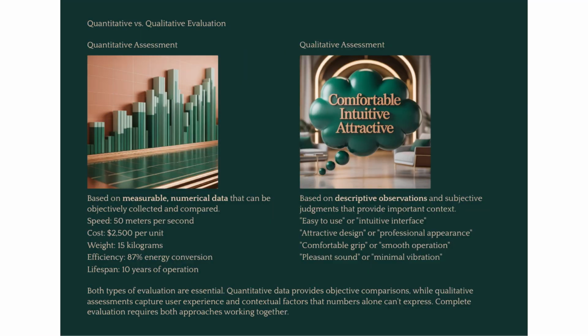When evaluating, you'll use both quantitative and qualitative measures. Quantitative data are numbers. This solution costs $500, or it reduces energy consumption by 30%. These are facts you can measure. Qualitative data are descriptive. This design is user-friendly, or it has an attractive finish. While qualitative measures can be subjective, they are still important and can be gathered through surveys or expert opinions. A comprehensive evaluation uses both types of evidence.